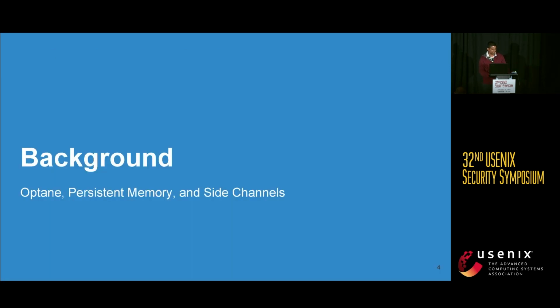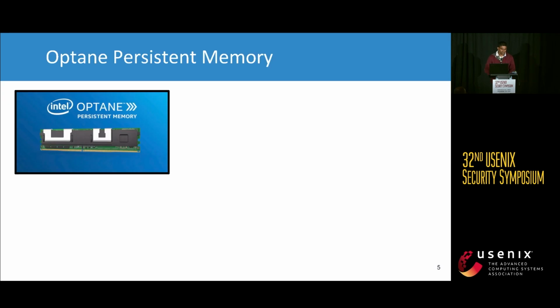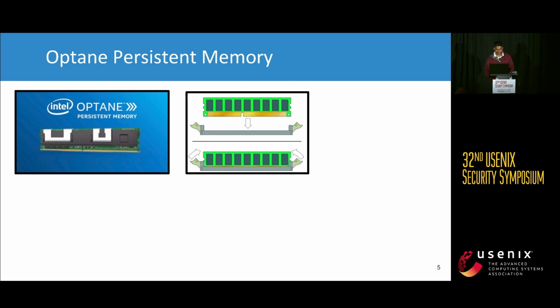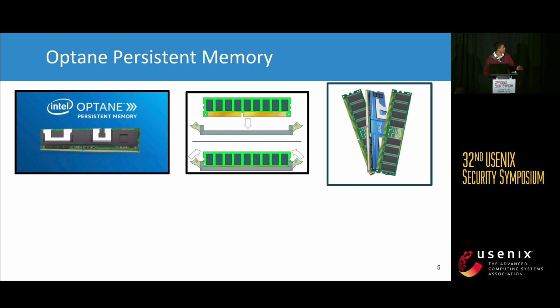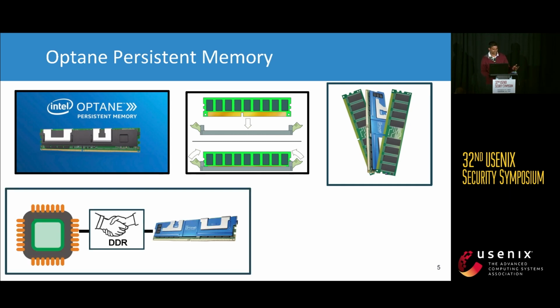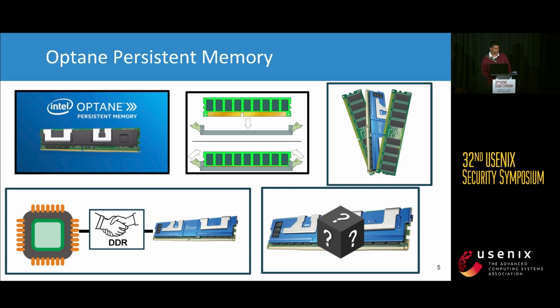Let me start with some background on Optane. Optane is a recently released memory chip from Intel. Like DRAM, it sits on your DIMM. It's inserted into your DIMM slots. In fact, you can use DRAM and Optane together in your system. Also, like traditional DRAM, Optane communicates with the CPU using a DDR protocol. Finally, Optane, being proprietary, is almost a black box, and very, very few details are known about Optane.